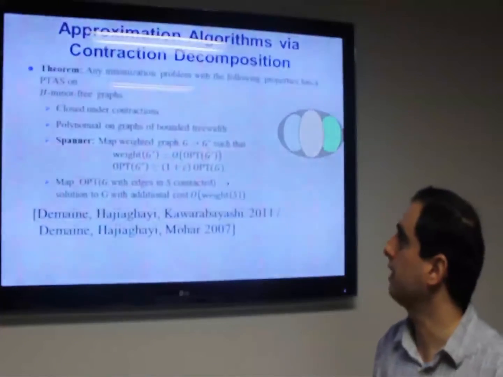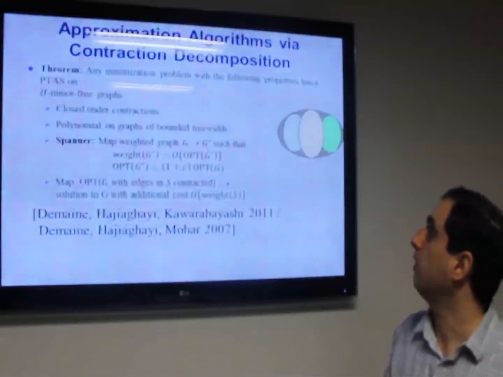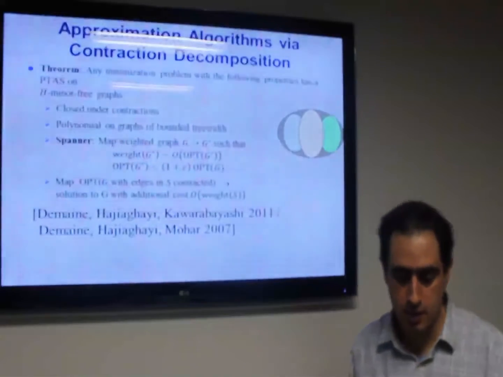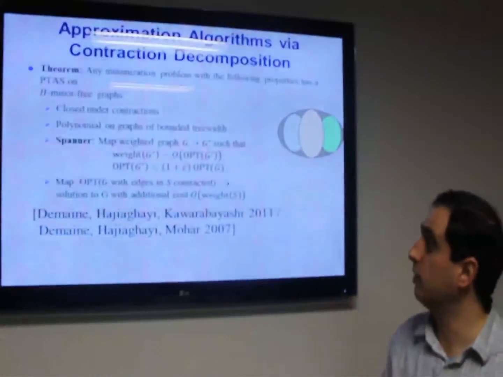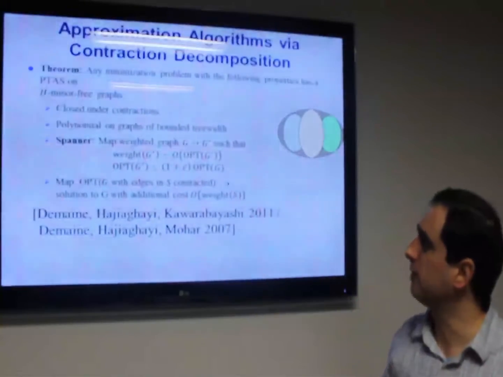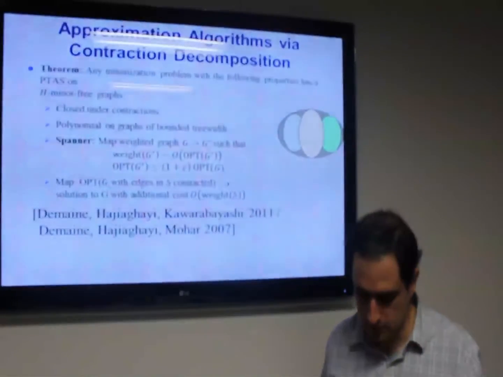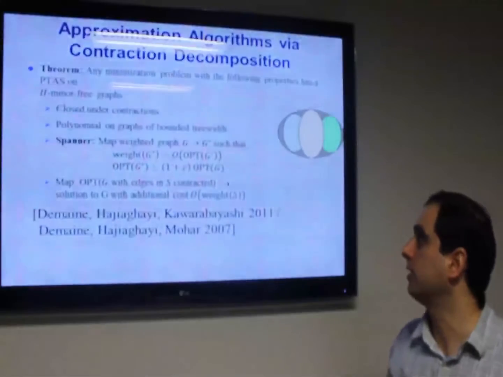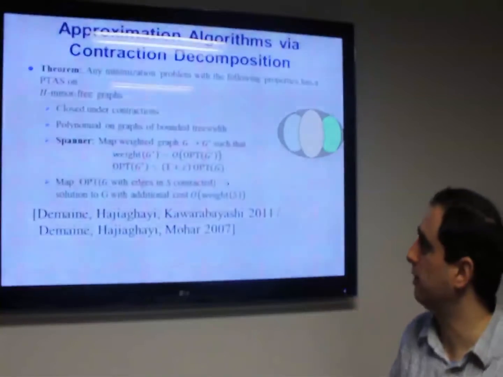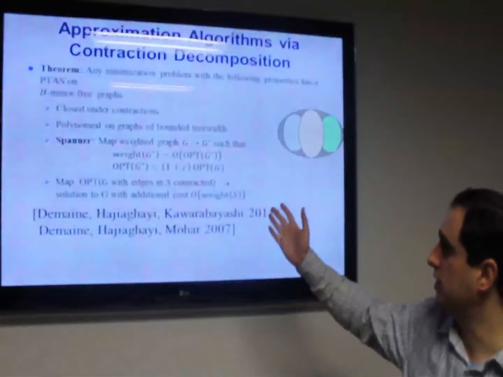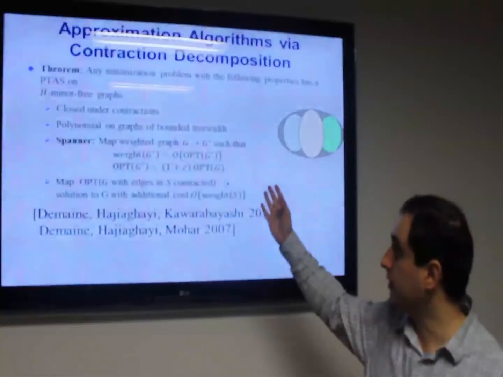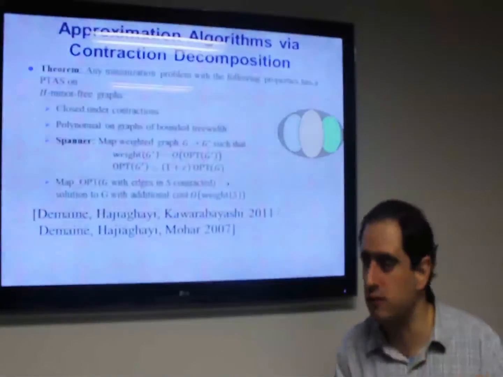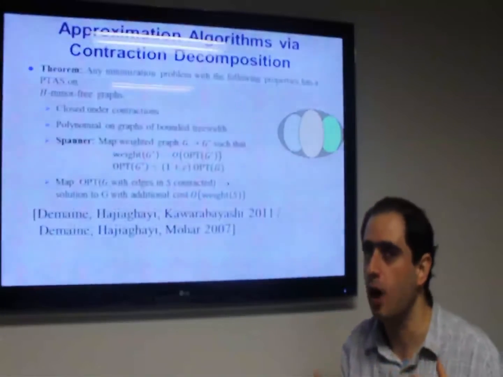Essentially, this is a theorem that says that for any minimization problem with the following properties, we can get approximation algorithms via contraction decomposition. In particular, we can get PTASes. The problem should be closed under contraction. It means that when you contract an edge, the solution size should not go up. It should be polynomial in graphs of bounded derivatives. It should have some spanner property. It means that if there is a graph G, you can construct another graph G prime such that G prime is somehow a sketch of G. It's smaller than G, but somehow preserves the optimal solution.